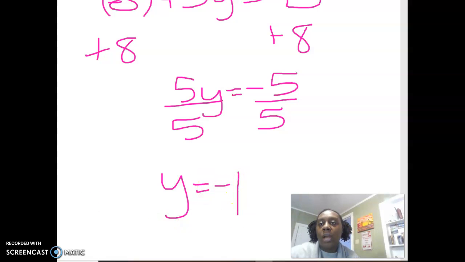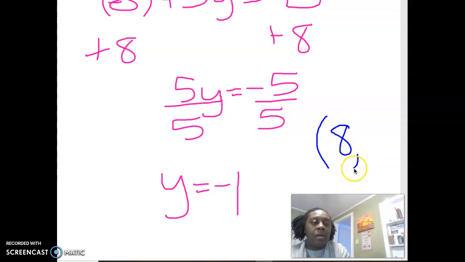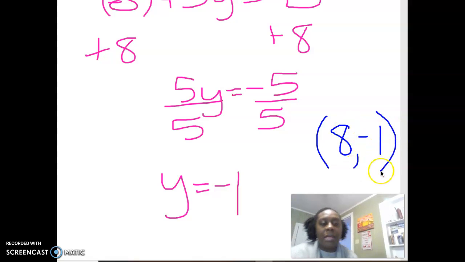Please remember that when you're writing an ordered pair, the x comes before the y. So it's going to be 8, comma, negative 1 as the final answer.